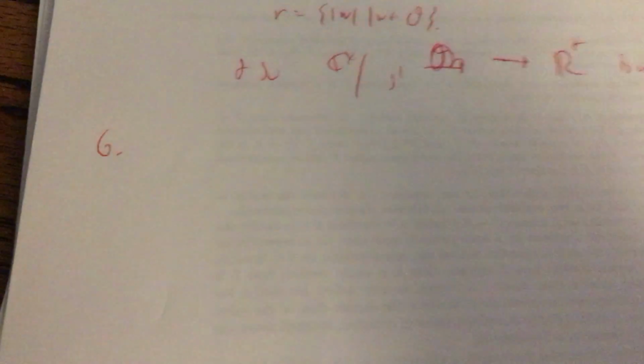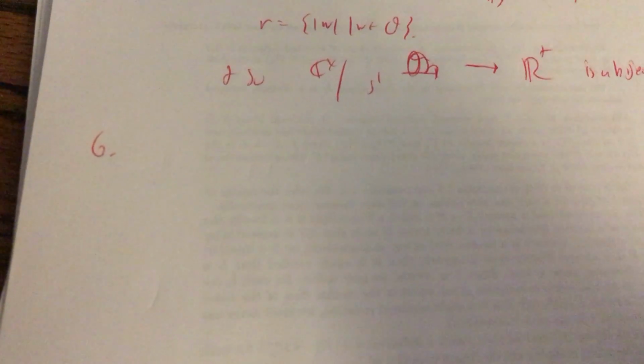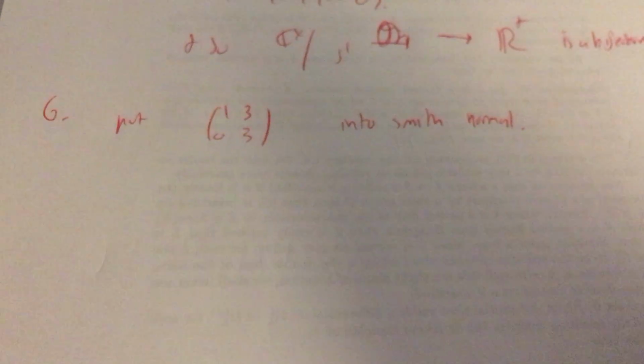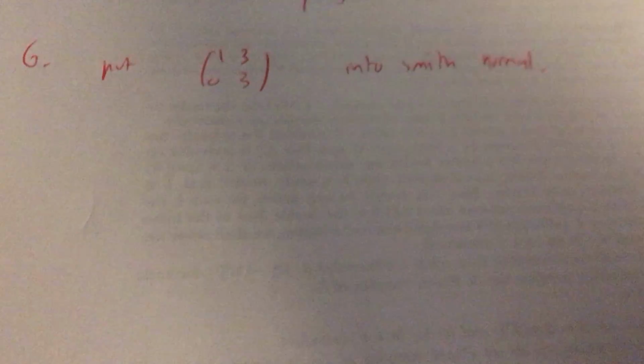Okay, so we're going to proceed in the second short video with number 6 and 7. Number 6 is put a matrix into Smith normal form. So put the matrix 1, 3, 0, 3 into Smith normal form.